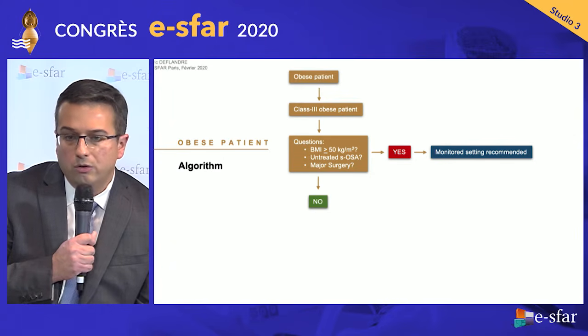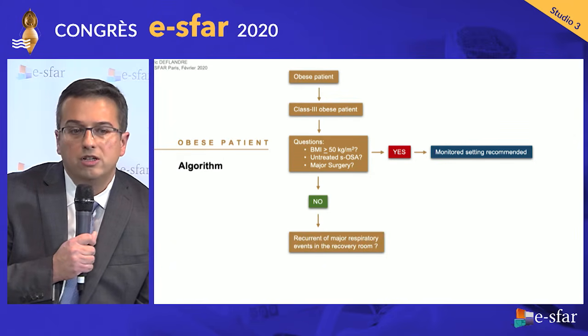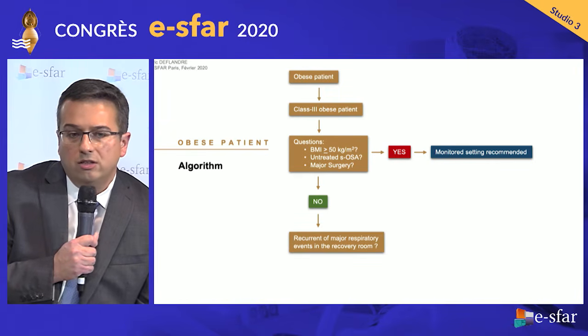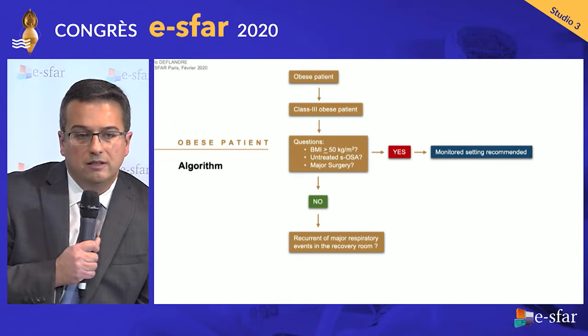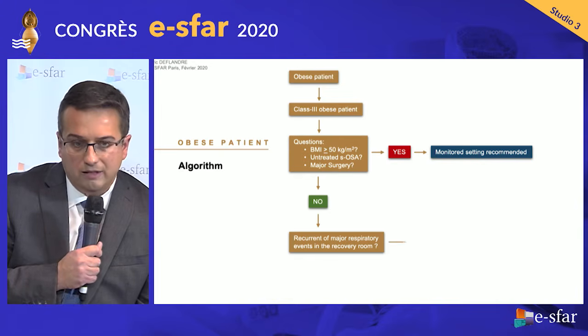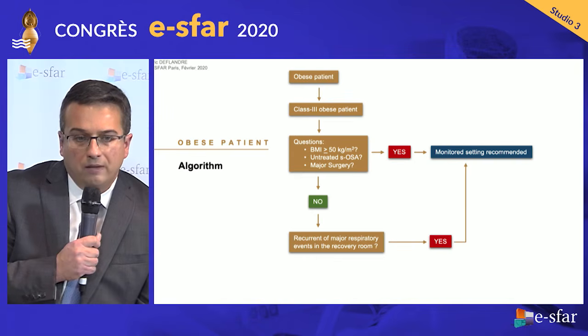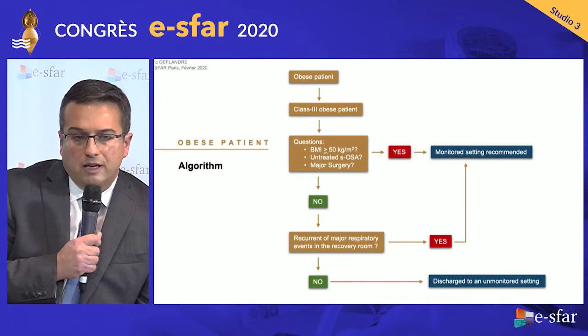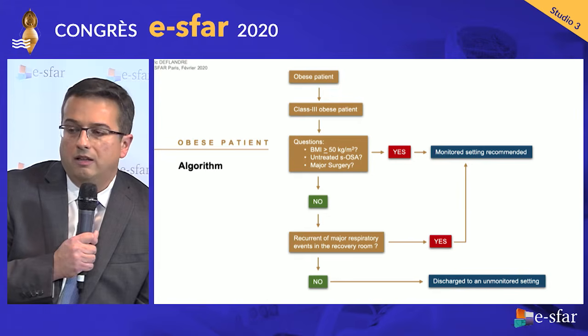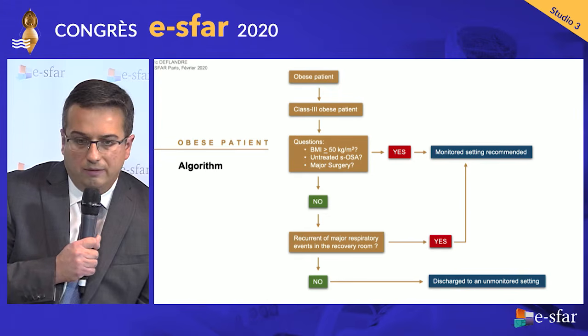If no, you should consider how your patient is in the recovery room, and mainly, has your patient a major respiratory event in the recovery room, such as a severe desaturation? If yes, you should place your patient in a monitored bed. If no, you can place your patient in an unmonitored bed.